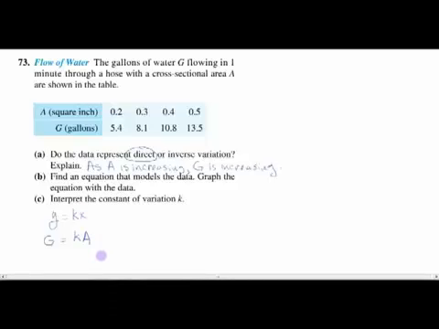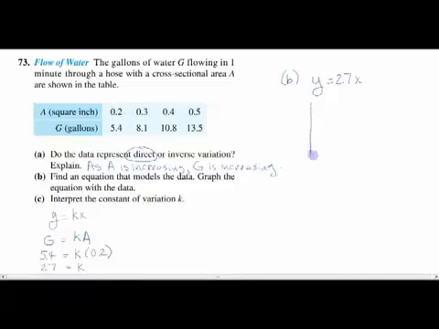Now let's go ahead and pick one of the points so we can try and find our constant of proportionality k. Let's say we pick this point here. I have a 5.4 for my g, and I have a 0.2 for a. If I divide both sides by 0.2, then I get a k of 27. Alright, so I think that the model may be y equals 27x.